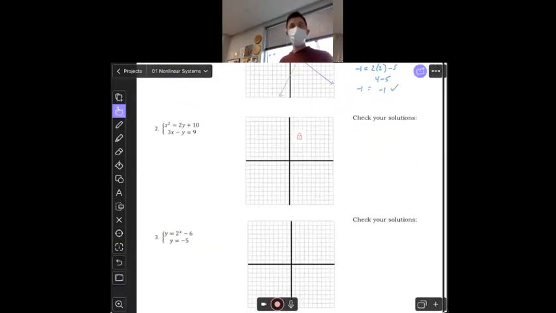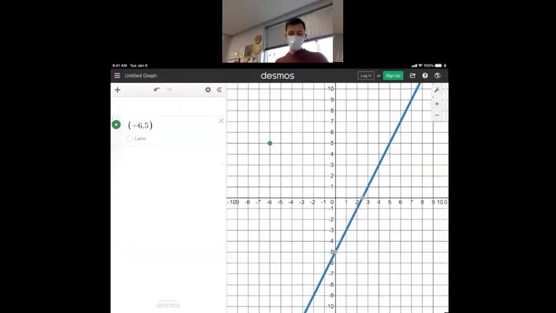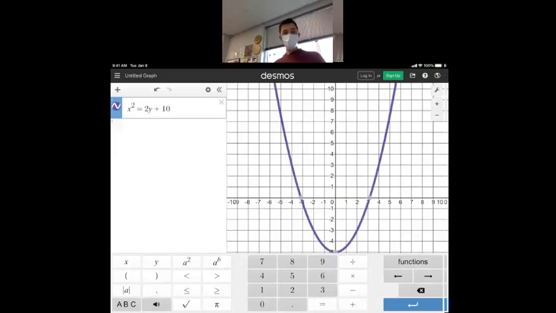Okay, so example 2. Just gonna do the same thing. Plug those into Desmos. Figure out where they cross. Let's erase this junk here. So x squared, so you should see the little square button down there where it says a squared, so x squared equals 2y plus 10. There's our parabola. And then 3x minus y equals 9. There's our line.